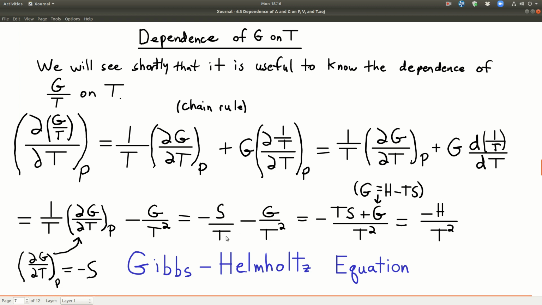Just a little bit of algebra here. We multiply this term by T over T, which is 1, and we get T squared in the bottom, so we can combine terms. We get negative, the whole thing in front, TS plus G. But G is H minus TS, so the TS cancels, and we get negative H over T squared. This is called the Gibbs-Helmholtz equation. It says that the partial of G over T with respect to T at constant P is equal to negative H over T squared.